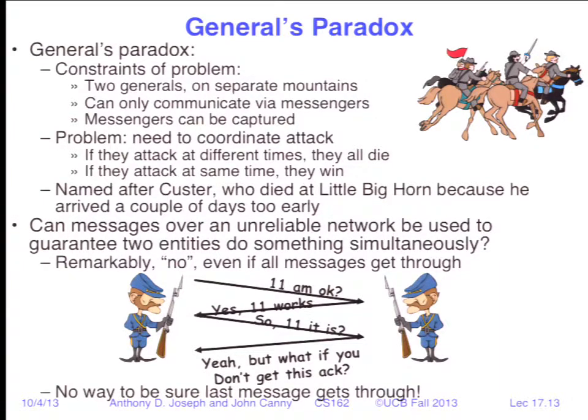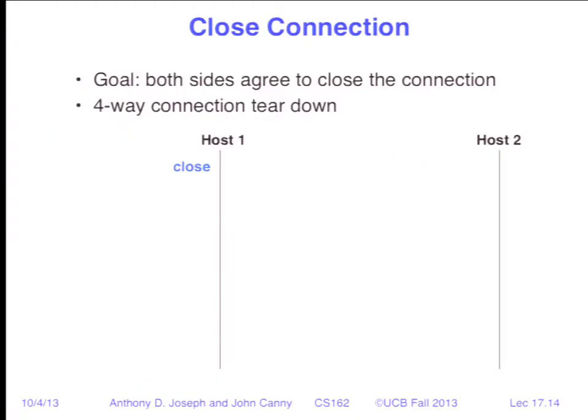So why did I take this divergent path and start talking about the general's paradox? Because this is exactly the situation we run into with trying to close the connection. We don't know if that message we sent saying let's close the connection actually got through. Because we don't want it to take an infinite amount of time to close our connections, we take a shortcut and simplify it. It'll work in almost all cases, but not all cases.